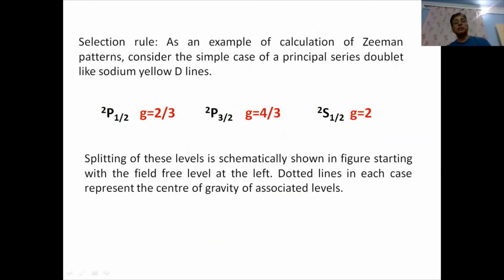Now, selection rule. As an example of the calculation of Zeeman pattern, let us consider the simple case of a principal series doublet like sodium yellow D lines. So we have doublet P 1/2, doublet P 3/2 and doublet S 1/2. So let us calculate the value of G for doublet P 1/2.